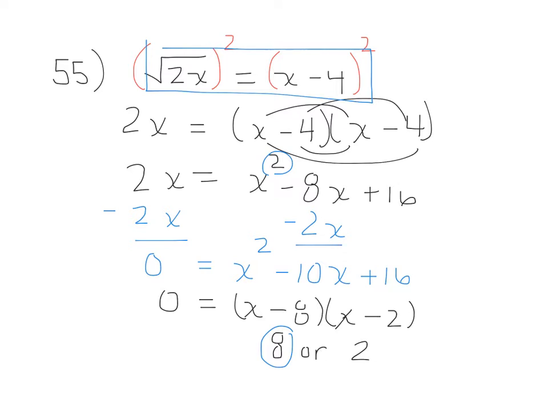That's one of our solutions. Let's check to see if 2 works as well. So if you replace the x with 2, you'd have the square root of 2 times 2, which is the square root of 4, or 2. If you substitute 2 into the other side, you get 2 minus 4 is negative 2. The two sides don't come out equal to one another, so 2 is what we call an extraneous solution. We do not list it as one of our solutions. The only solution here is 8.